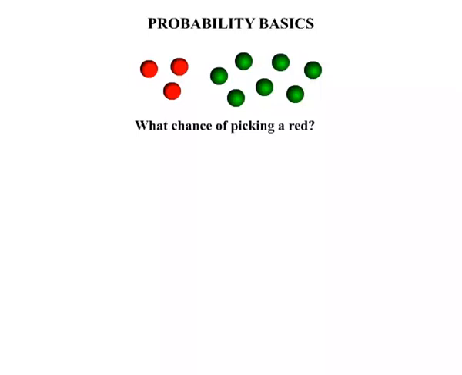We're asking what chance something has of occurring. Well, we can see that there are 3 reds out of the 10 marbles, so we have 3 chances out of 10 marbles in picking the red. So therefore, P of red, the probability of choosing a red equals 3 chances out of 10, 3/10.